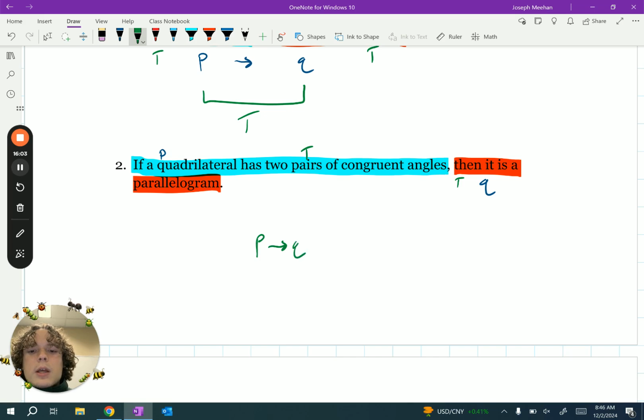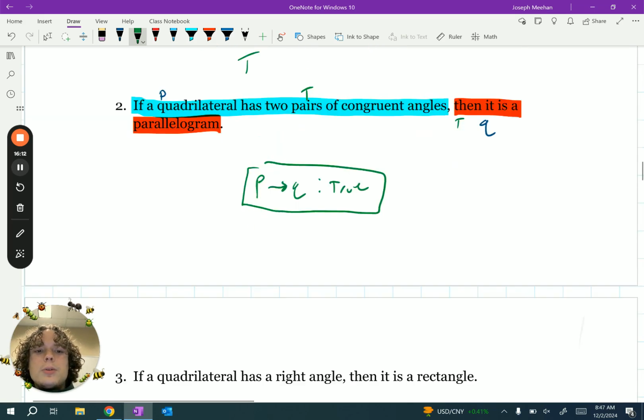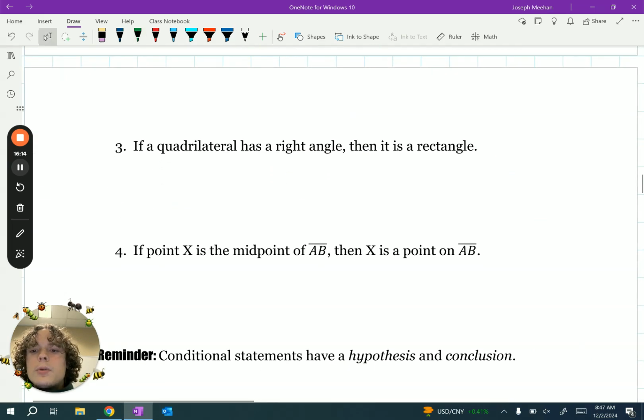So that would mean the if P then Q statement, the conditional, is going to be true. I'm going to write it like that. That means it's going to be true. If P, then Q is going to be true.